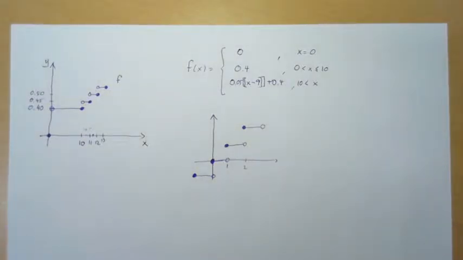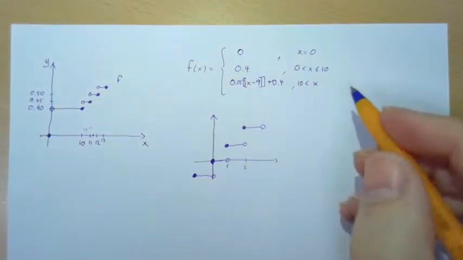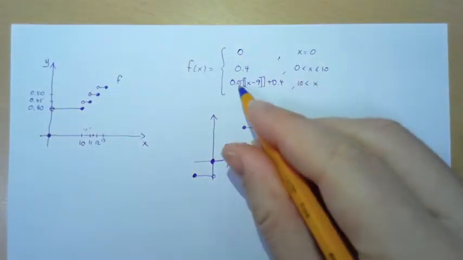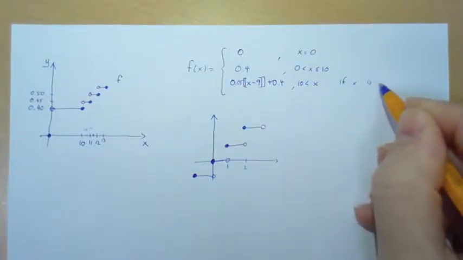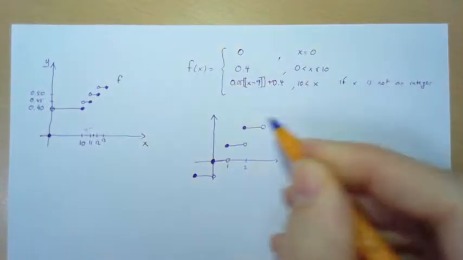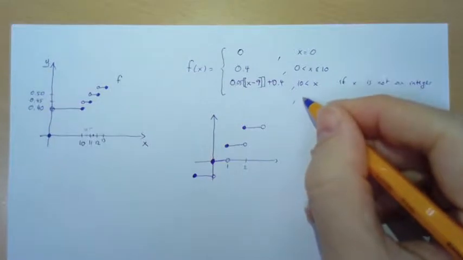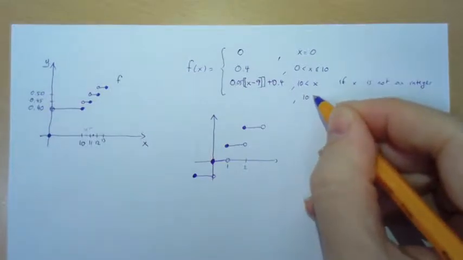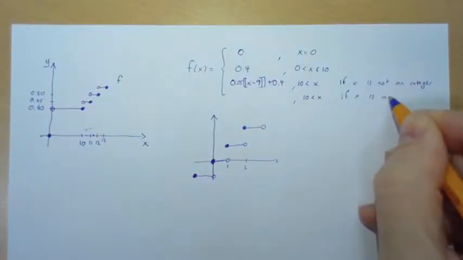We can do two things about that, actually, if we really want to go further. One thing is you can cheat. You can say, well, this is true, my rule, if x is not an integer. And you can add another rule, and this other rule will be true for all values of x greater than 10 if x is an integer.